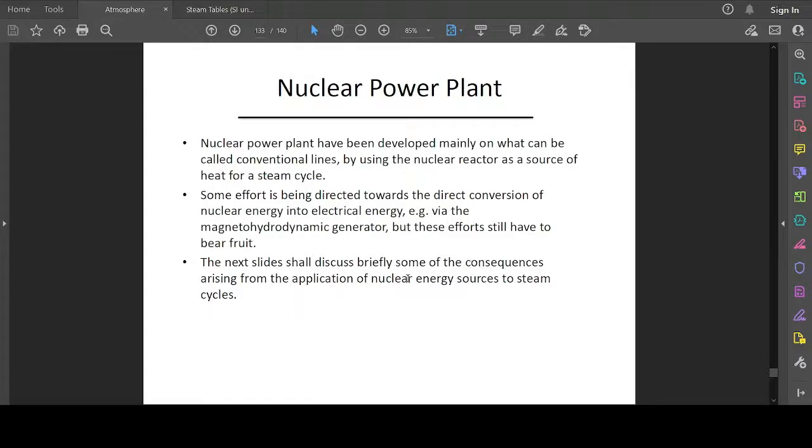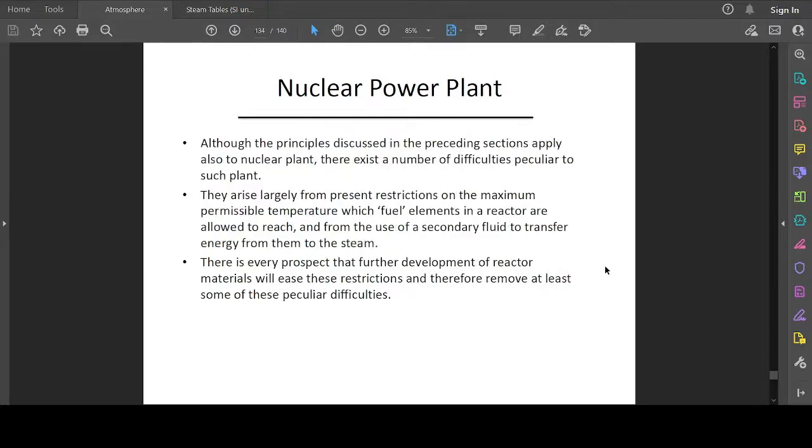So therefore, the next slide shall discuss briefly some of the consequences arising from application of a nuclear energy source for a steam cycle. Although the principles discussed in the preceding sections apply also to nuclear plant, there are a number of difficulties that are peculiar to nuclear plants. Okay, so they arise largely from present restrictions on the maximum permissible temperature which fuel elements in a reactor are allowed to reach, and from the use of a secondary fluid to transfer energy from them to steam.